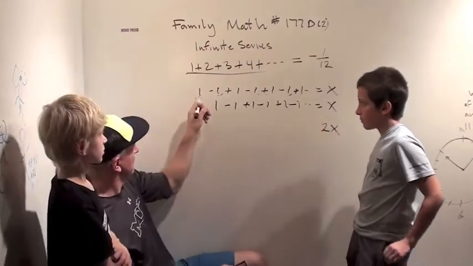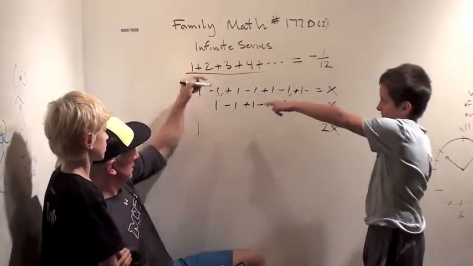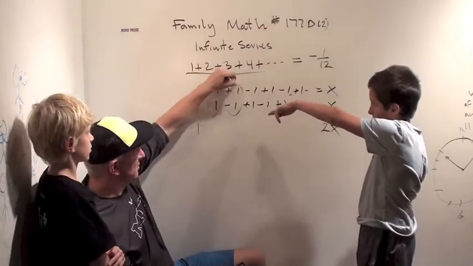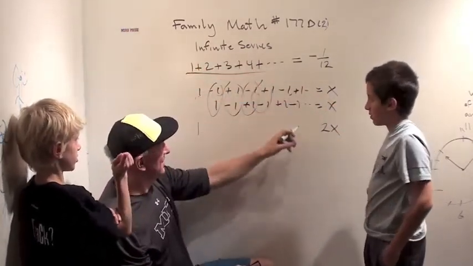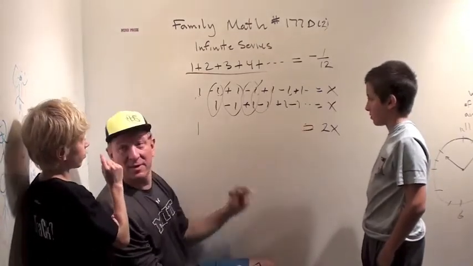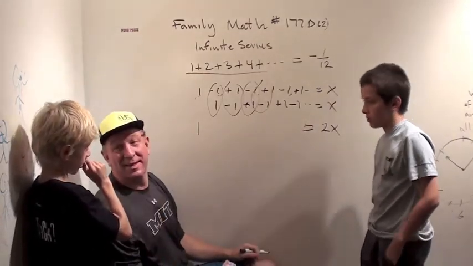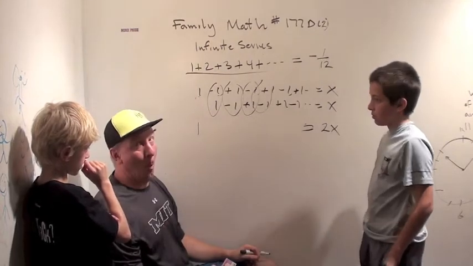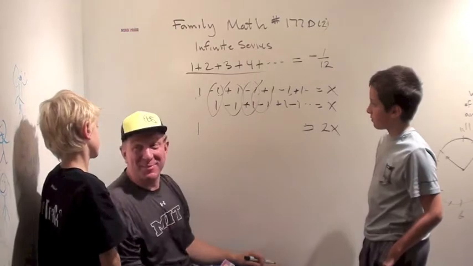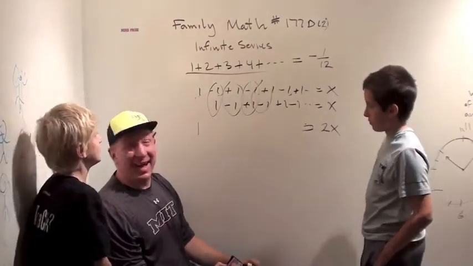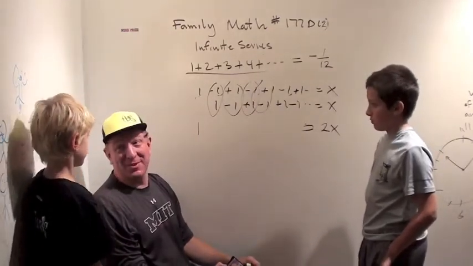Now what happens when I add them together? 2x equals, well, 1, 1, and then that's 0, 0, 0, 0, 0. So there's infinitely many zeros, and so 2x equals 1. What does x equal? x equals a half. Weird, huh? Yeah, but this is all integers. Seems strange, right? Told you this was going to be strange.